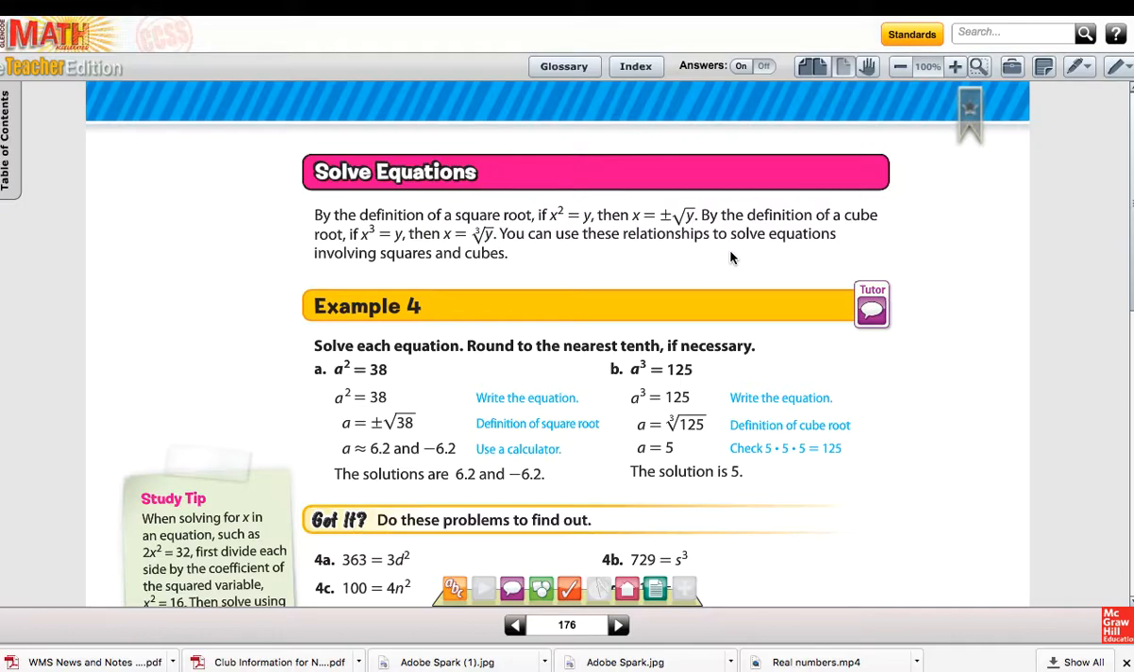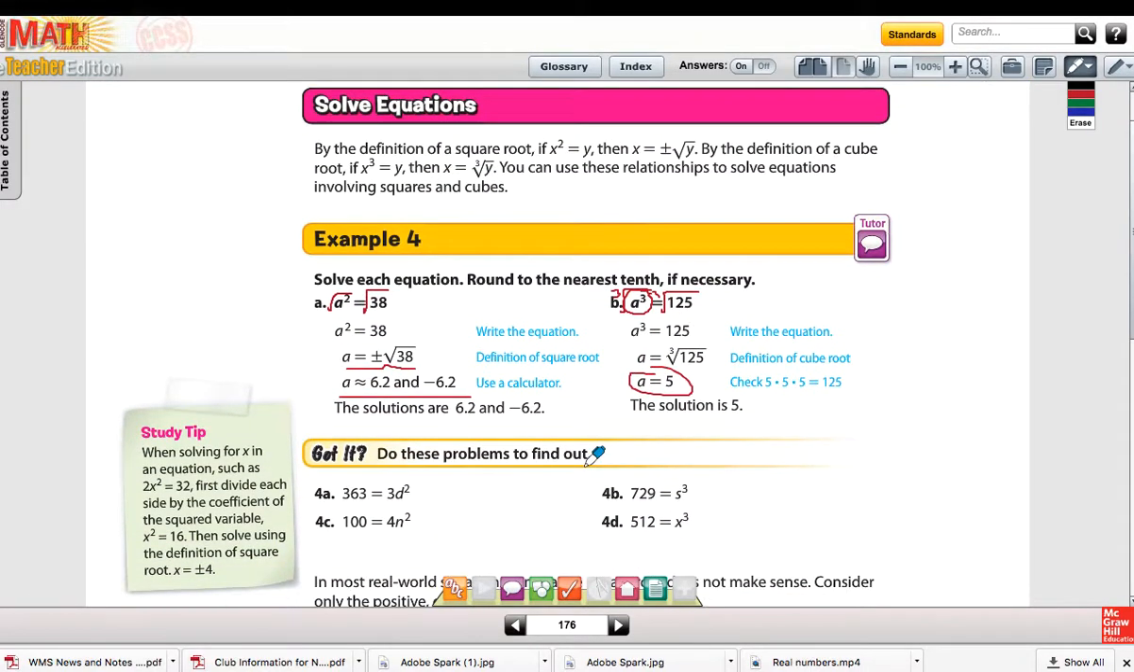In example 4, a squared is 38, and the operation that's going to undo our squaring is the square root. So we take the square root of a squared and the square root of 38, and we get a is equal to approximately 6.2 and negative 6.2. In the other example, the cube root would be the operation that undoes a cube, so we take the cube root of both sides to find the answer here. The cube root of 125 is 5.